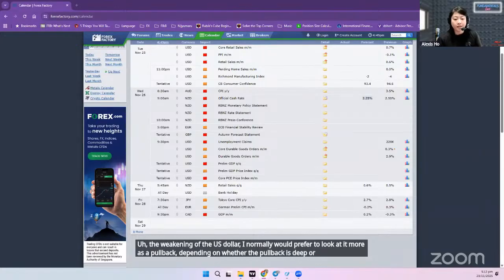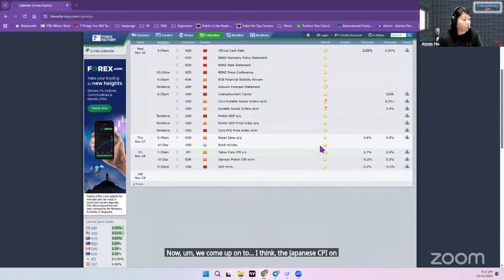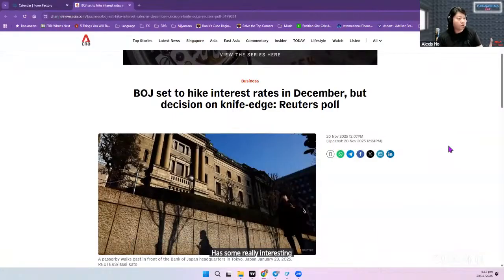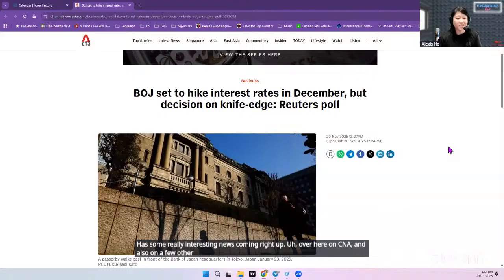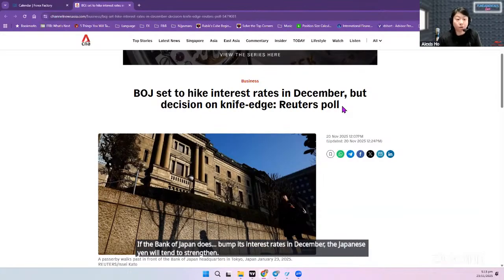All right. Now, we come up onto, I think, the Japanese CPI on Friday. Now, speaking of the Japanese yen, I think the Japanese yen has really interesting news coming right up. Over here on CNA and also on a few other news portals, there is news talking about Bank of Japan maybe will hike interest rates in December. If the Bank of Japan does bump its interest rates in December, the Japanese yen will tend to strengthen a bit for maybe a short period of time.